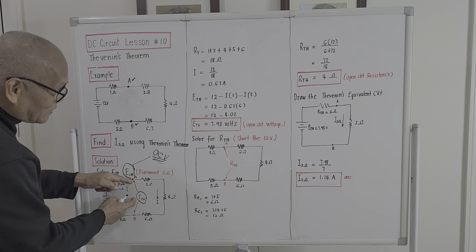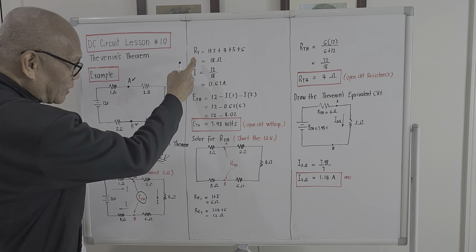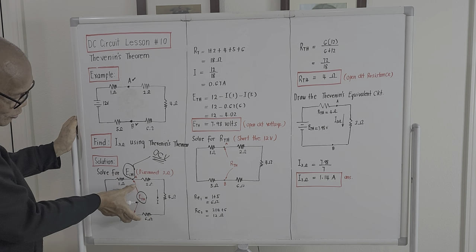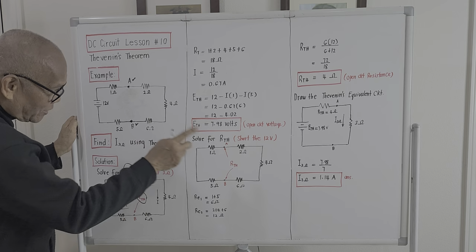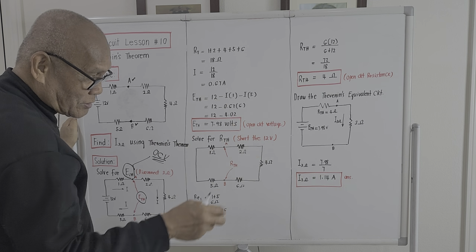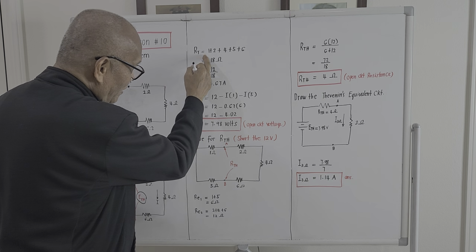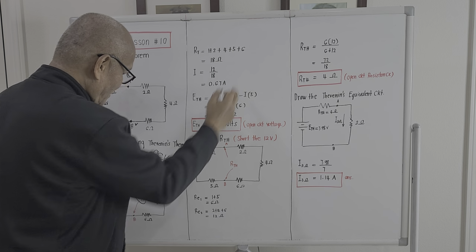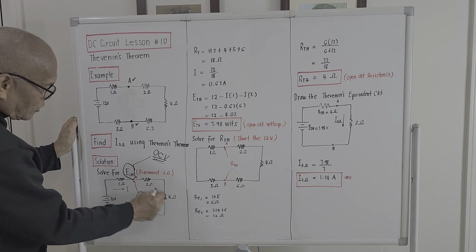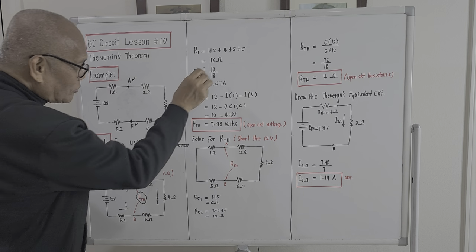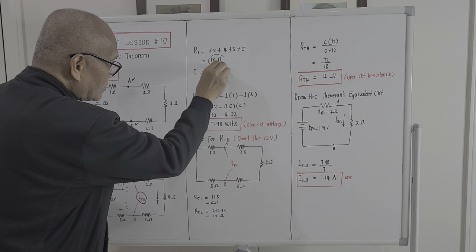So to arrive at ETH, we'll solve first for the total resistance. After the disconnection of the 3 ohm load, all the resistances are actually in series. So the total resistance now will be the summation of 1 plus 2 plus 4 plus 5 plus 6. After the disconnection of the 3 ohm load, these are all in series. And the total value is 18 ohms.